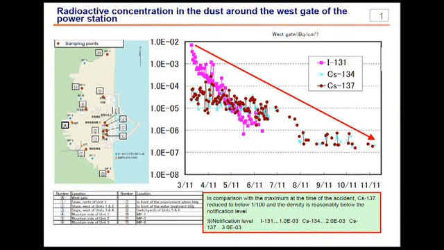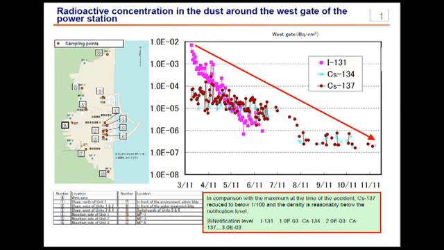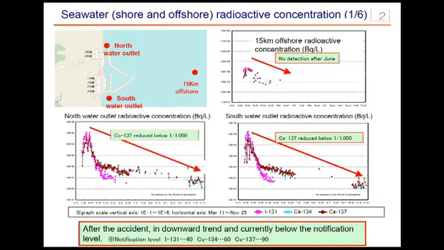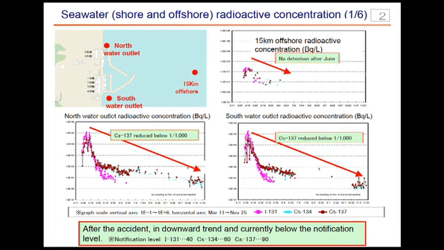First, this shows the changes in the radioactive concentration in the dust around the west gate of the power station. We are measuring the dust concentration in the air every day. We have conducted measurements continually up until now from March 11. Now, the order of data is less than the power of 10⁻⁷ or below the measurable limit.